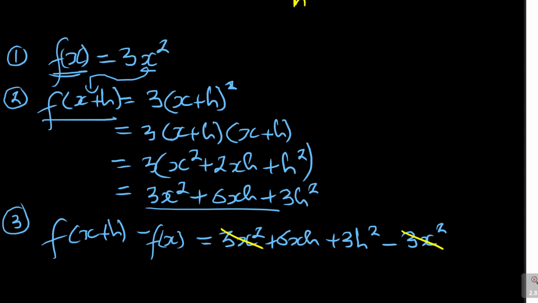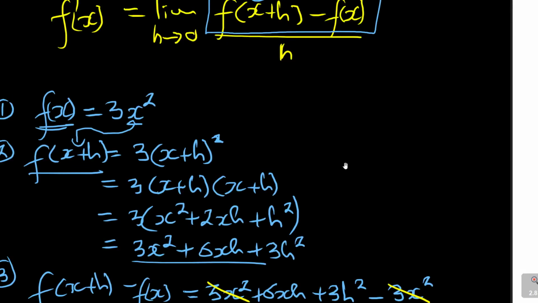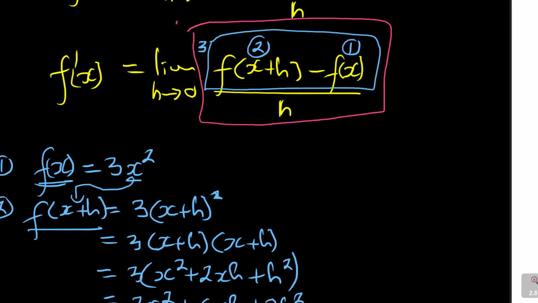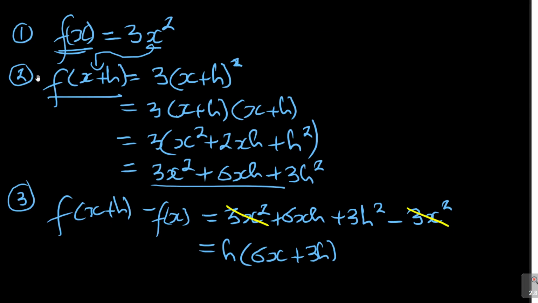And then what do you have? You have 6xh plus 3h squared. I wanted to factorize automatically. Factorize h here. You have h, just focus on h, and then you've got 6x plus 3h. Just factorize that. Then from there, you go to number 4. Number 4 now, you focus on everything here. That is your number 4. So let's do number 4.